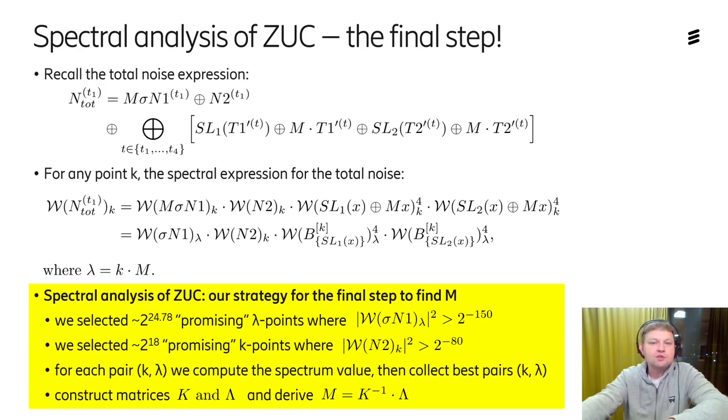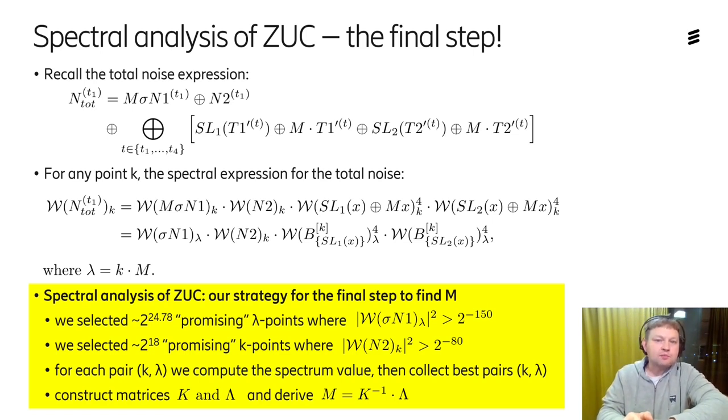However, we can use the spectrum of the noise N1 to search for promising candidates of lambdas, where the spectrum values are the largest. Then we can also search through the spectrum of the noise N2 for candidates of the index K. We then do an exhaustive search over all pairs K and lambda from the two lists of promising candidates and compute the complete spectrum value of the total noise for each pair. For probing the S-box approximations, we utilize the results from the previous slide and do it efficiently in constant time by using a number of small lookup tables.